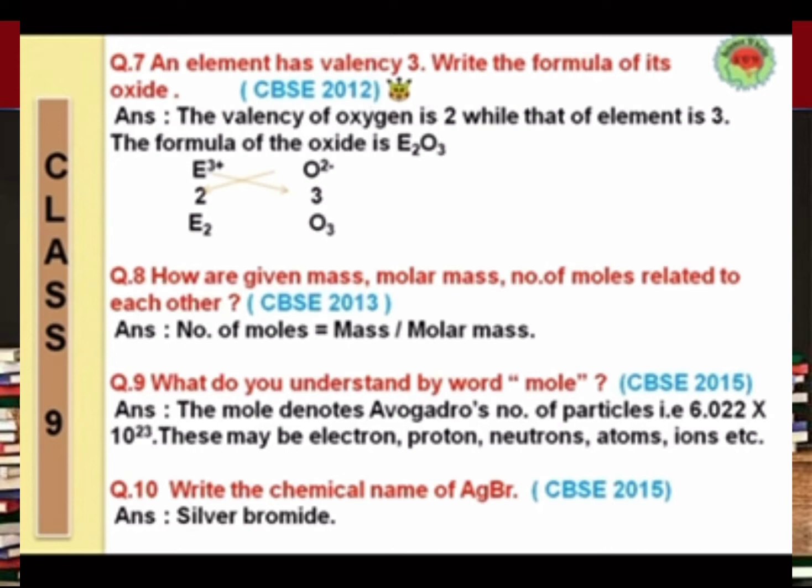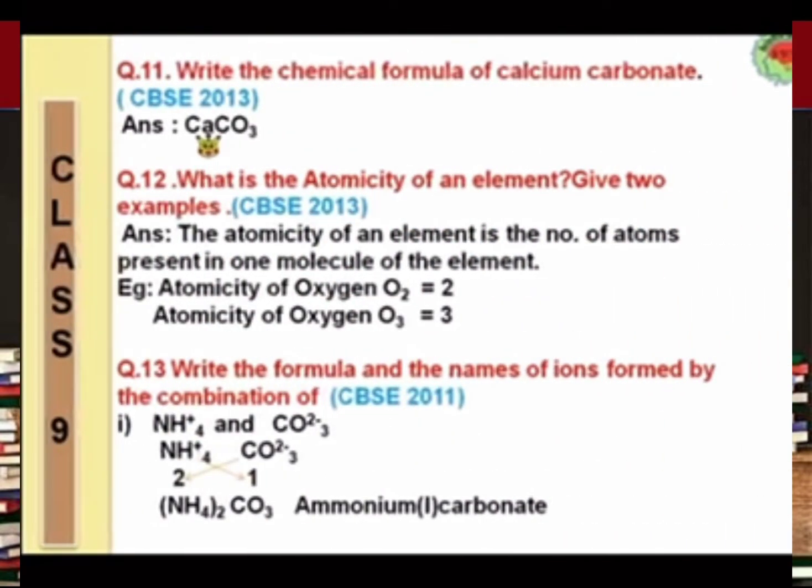The next question, write the chemical name of AgBr. The answer will be silver bromide. Write the chemical formula of calcium carbonate. We know the symbol of calcium, that is Ca, and carbonate CO3. So the chemical formula will be CaCO3.